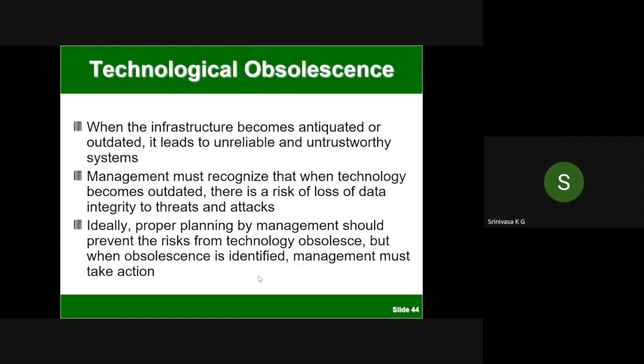Then technological obsolescence. When the infrastructure becomes antiquated or outdated, it leads to unreliable or untrustworthy systems. Management must recognize that when technology becomes outdated, there is a risk of loss of data integrity to threats and attacks. Ideally, proper planning by management should prevent the risk from technology obsolescence. But when obsolescence is identified, management must take action.